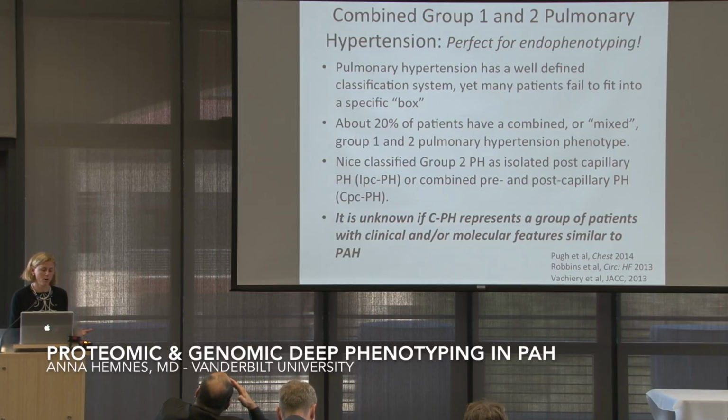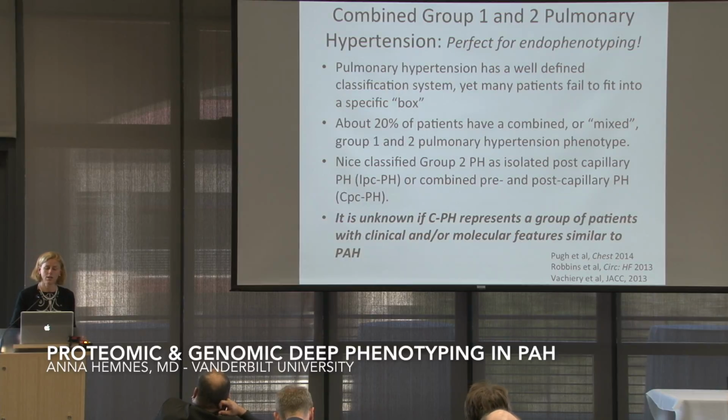And in our prior work and that of other people, about 20% of patients who are referred to a pulmonary hypertension clinic have this mixed cohort. And there now is a definition that I really don't want to get into, but it was put together in the Nice meeting that basically suggests that there's an isolated postcapillary pulmonary hypertension or a combined pre- and postcapillary pulmonary hypertension, that at the time was defined basically on the diastolic pressure gradient of less than 7 or greater than 7. And we don't know if this combined pulmonary hypertension represents a group of patients with clinical or molecular features that are similar to PAH.